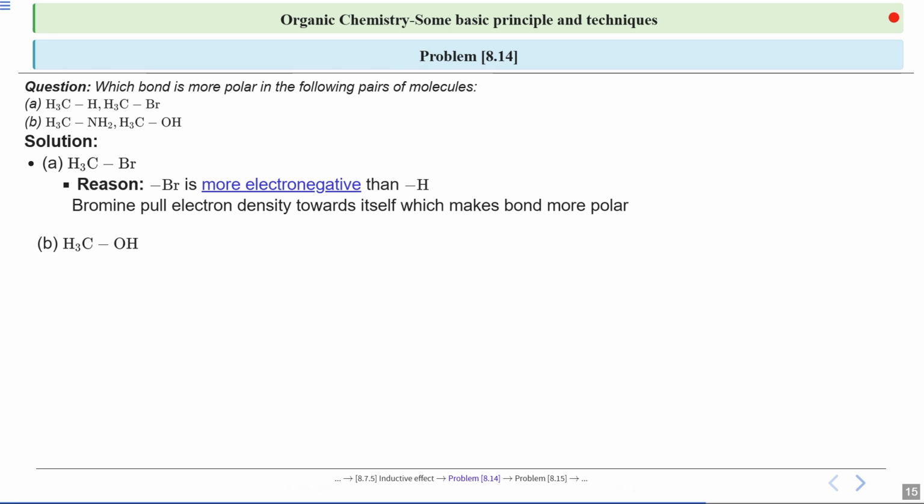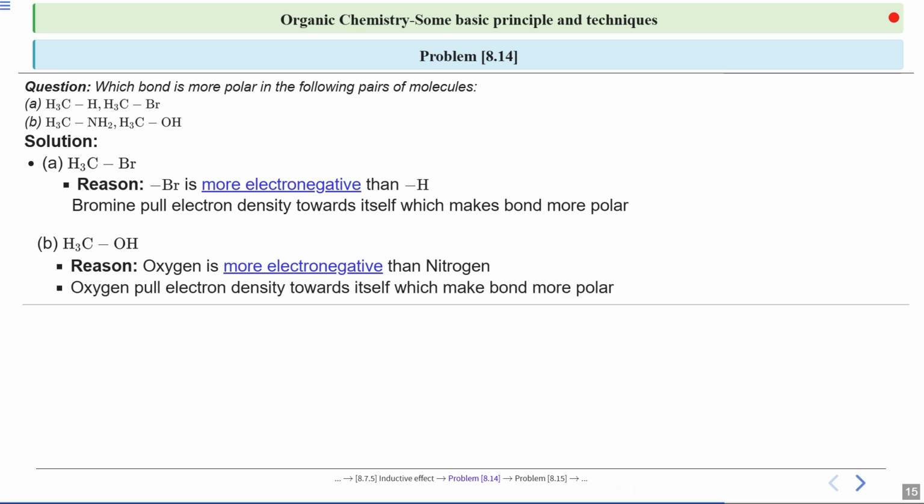Now, moving on to the next couple. So, we have CH3NH2 and CH3OH. Out of these, the CH3OH will be forming a higher polar bond. The reason is very obvious. Oxygen is more electronegative than nitrogen. As a result, oxygen will pull more electron density towards itself, making the bond highly polar. I hope you got the answers of the two as well as the explanation.